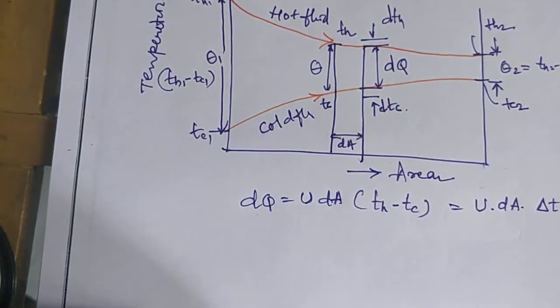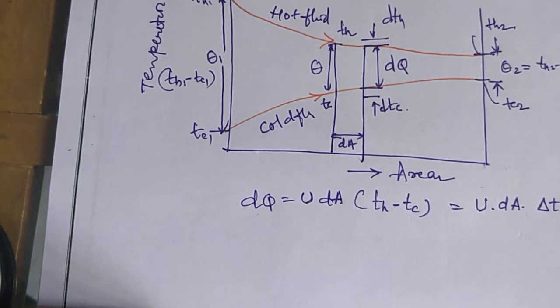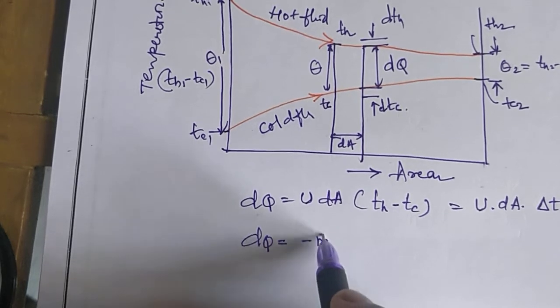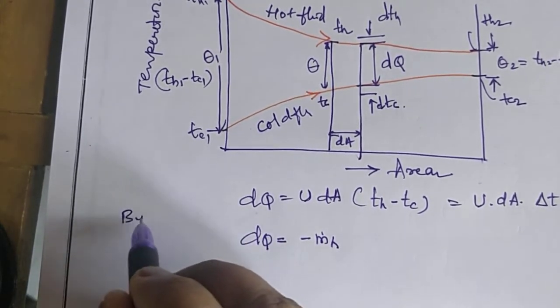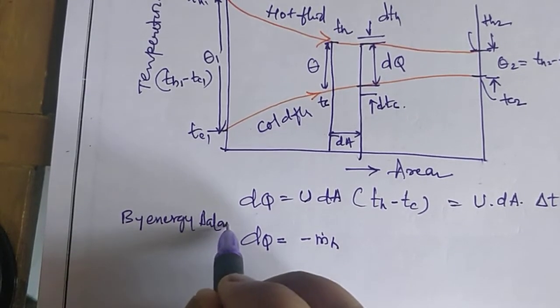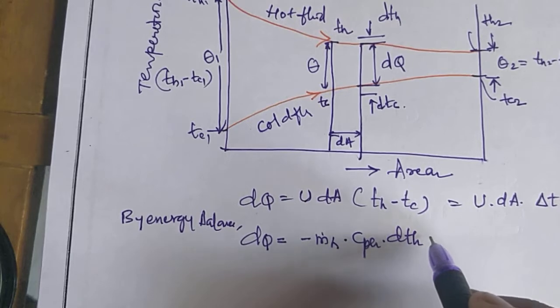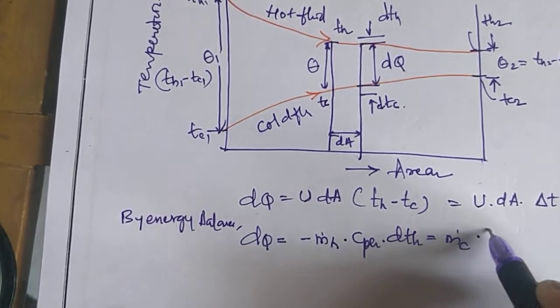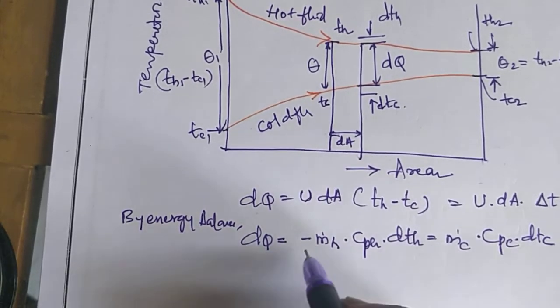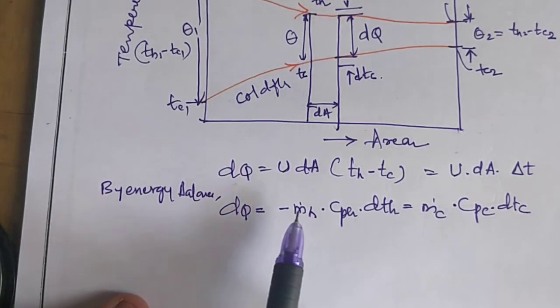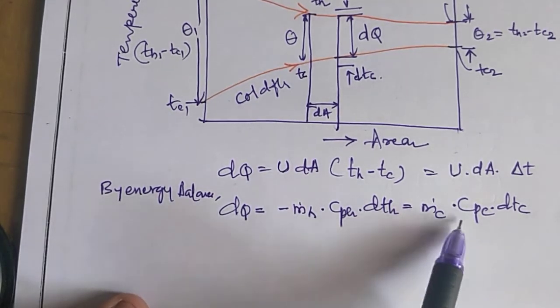As a result of heat transfer dQ over the area dA, the hot fluid is cooled by dTH, whereas the cold fluid is heated by dTC, and the energy balance over a differential area dA may be written as dQ is equal to minus mH CPH dTH, which is equal to mC CPC dTC. We put a minus sign because the hot fluid is cooled, so it is losing heat, and the cold fluid gains heat, so it is plus. So this is the energy balance.